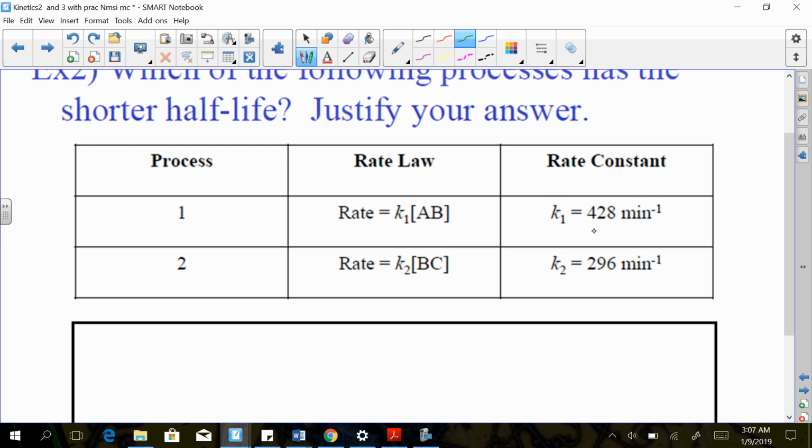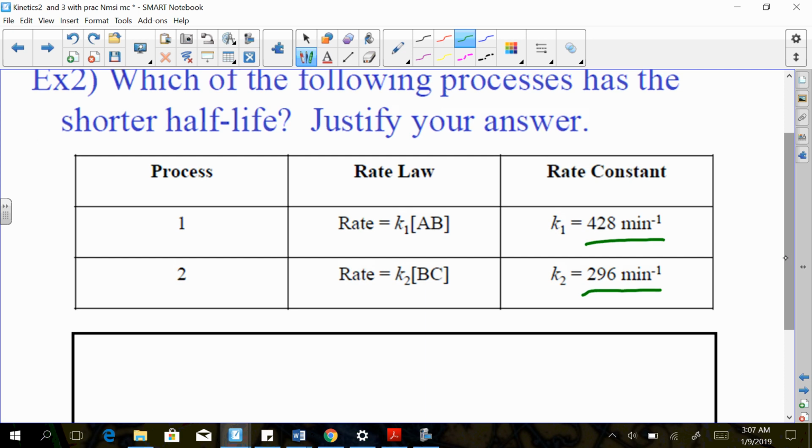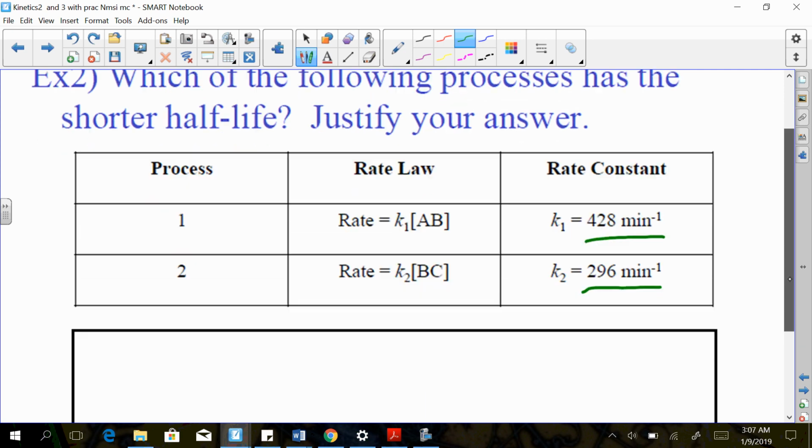You come over here and you have a rate constant. So this one has a rate constant of 400 something. This one has a rate constant of about 300. And so this one has a much higher rate constant than this one, which means it has a much higher rate. So which one has the shortest half-life?